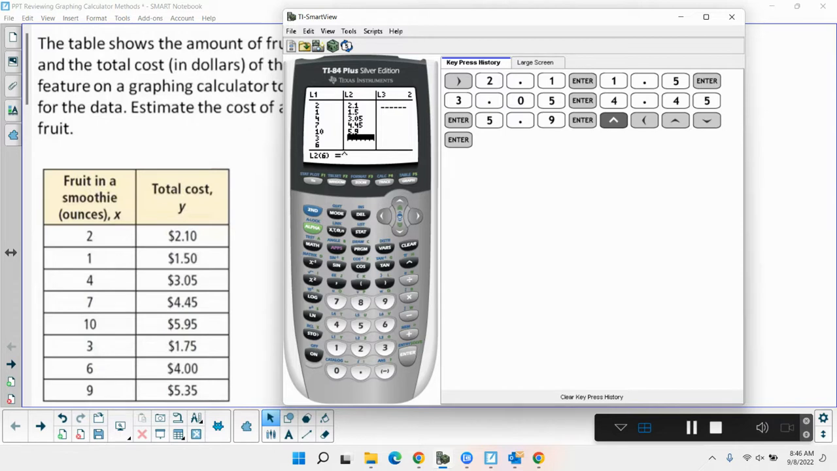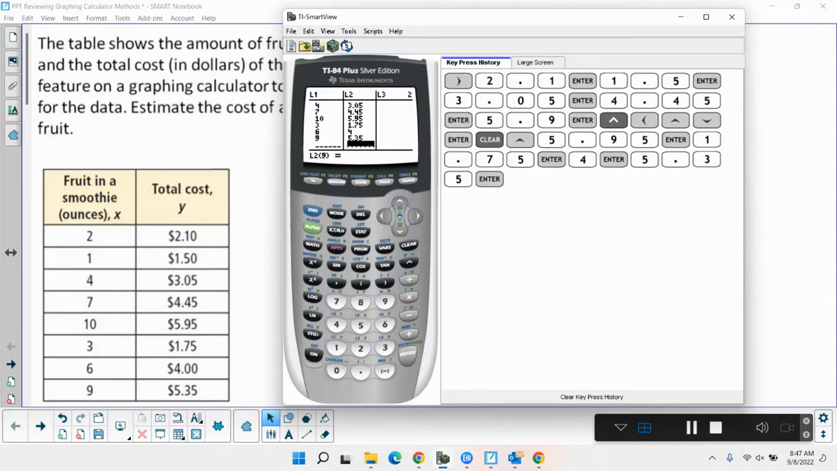All right, let's clear that. Go up. 5.95, then enter. 1.75, 4, 5.35. All right. So again, I like to try to check those.